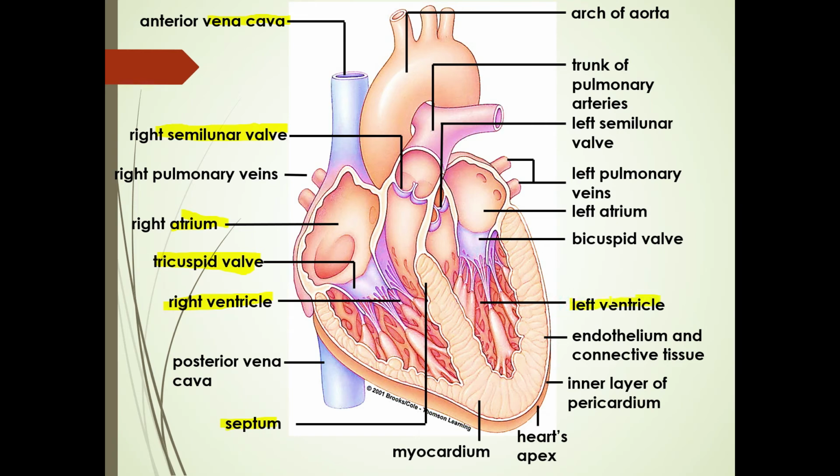Then you have to know the left ventricle here, and the bicuspid valve. Then the left atrium, the pulmonary vein, and the semilunar valve. And the pulmonary artery, and the aorta. This is what you have to remember. You have to remember the structure.